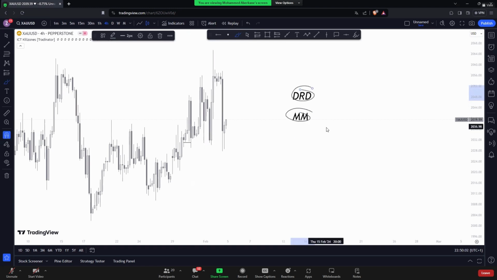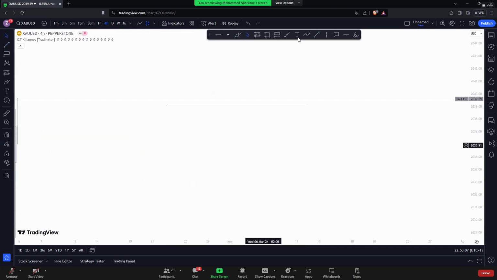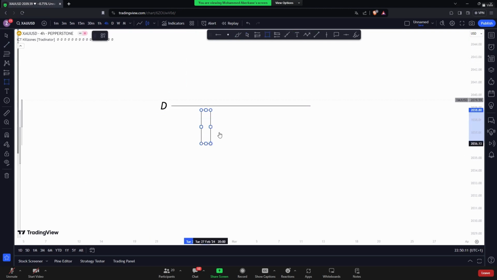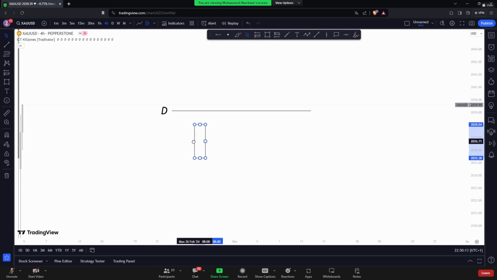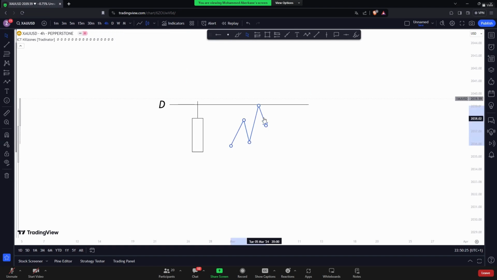So what's this daily reject daily? Now, in some examples you're going to have where daily rejects the daily. Daily rejects the daily right here, but you're not going to have an H4 breakout. So you're going to simply have something like this. H4 does not do the breakout, but it creates an H4 level up there.